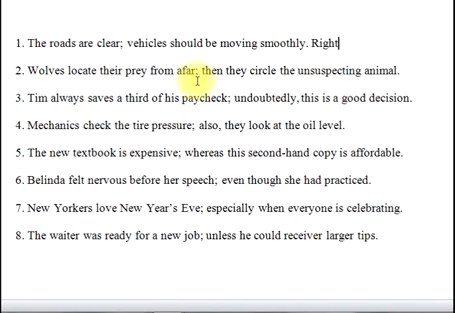Wolves locate their prey from afar; then they circle the unsuspecting animal. Is this semicolon correct? Well, let's put a period in there. Let's go over here, put a capital T. Do I have two correctly punctuated and capitalized sentences that are actual sentences? Yes, notice I have one pattern here and one pattern here now. So I have two simple sentences. So in this case, the semicolon was correct in the original. So in this form, it was right.